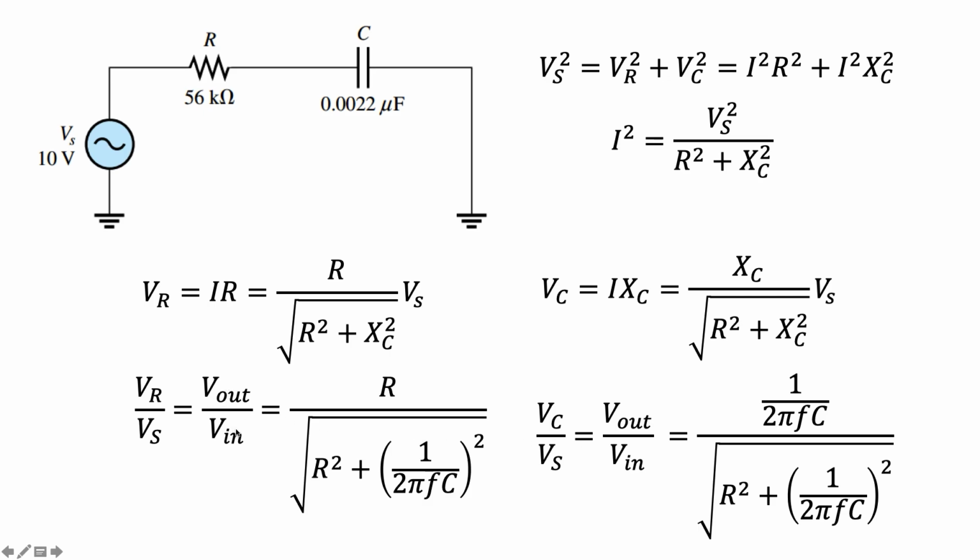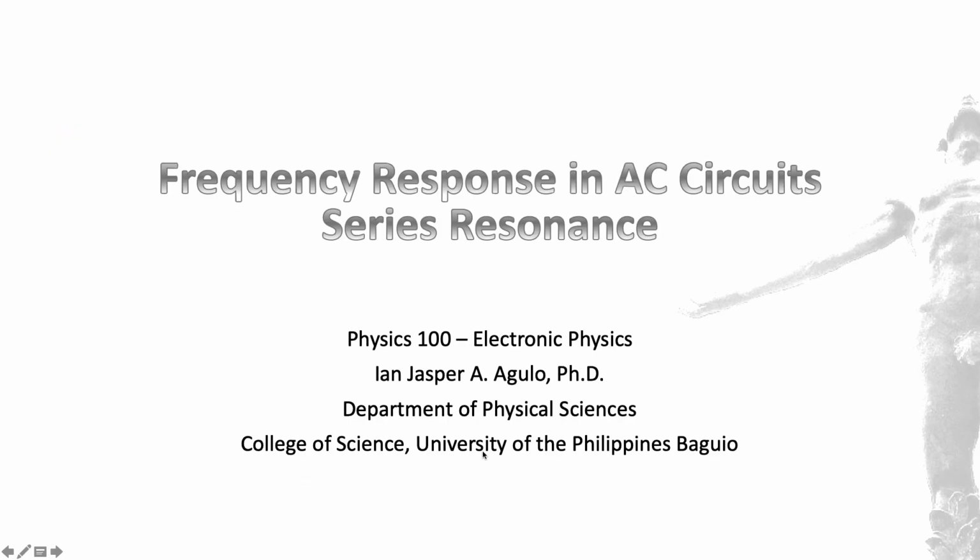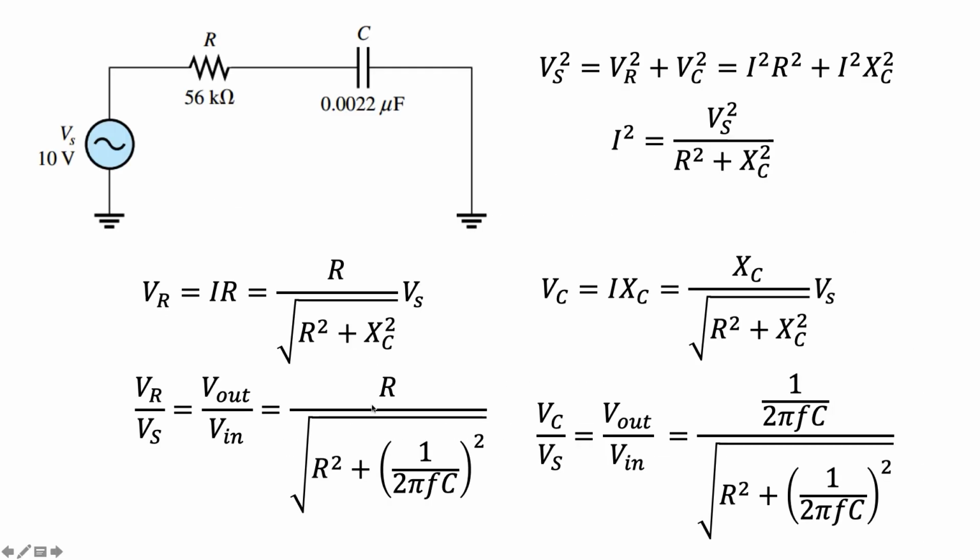So we have for the voltage across the resistor, the expression R over the square root of R squared plus (1 over 2 pi FC) quantity squared, and for the voltage across the capacitor, 1 over 2 pi FC divided by the square root of R squared plus (1 over 2 pi FC) squared.